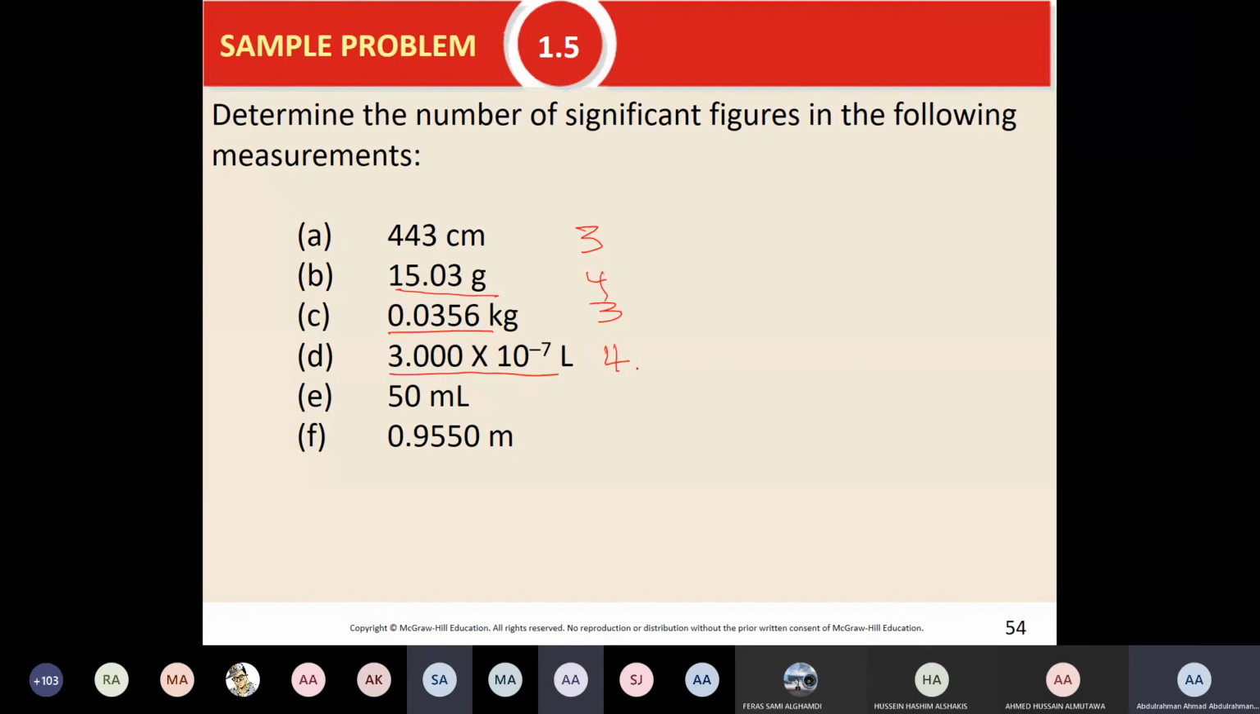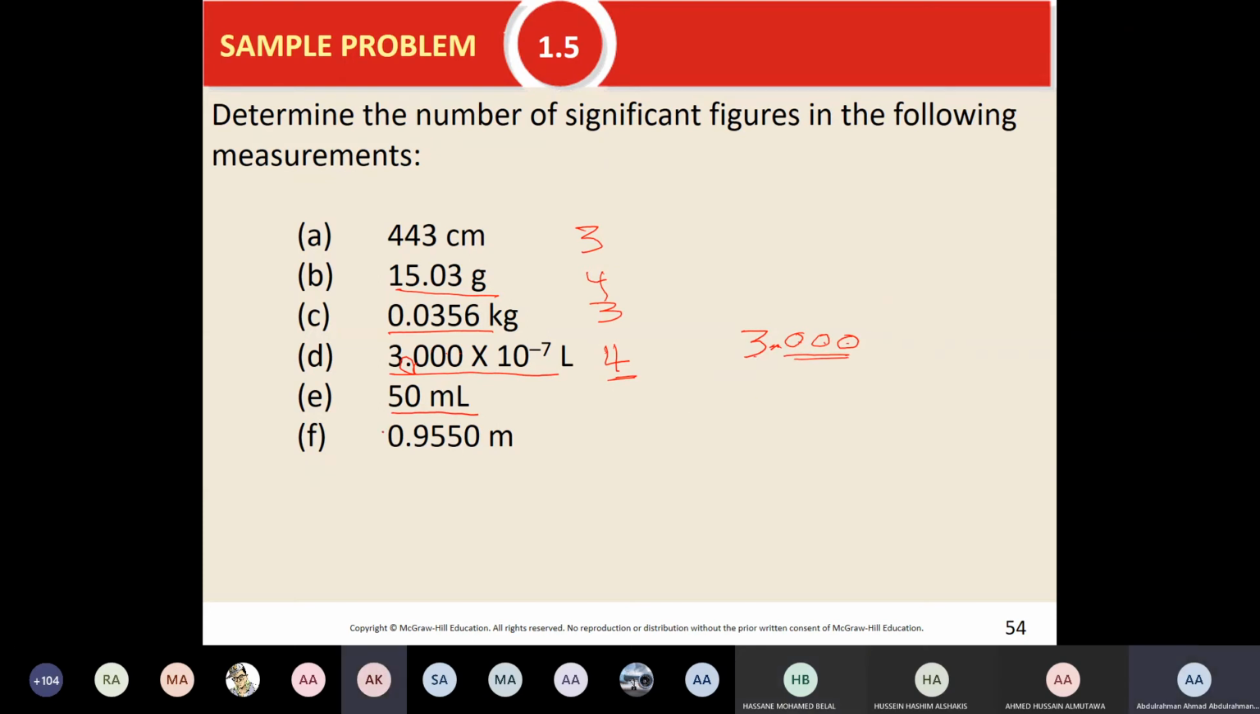4. Why 4? Because there is a decimal. If there is a decimal, then everything counts as significant. So we have 1, 2, 3, 4. So it's 4 significant figures. Is this clear? How is it 4? Because when you have a decimal, like this one, all the zeros to the right are significant. So these are significant. So 1, 2, 3, 4. Clear?